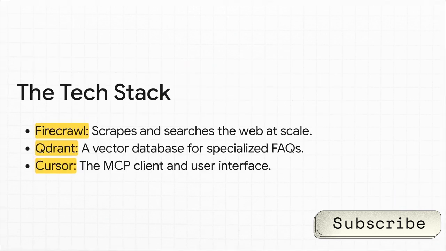Now, to make this happen, we're going to bring in a little tech stack, a team of 3 awesome open source components. First, for scraping and searching the big wide web, we've got Firecrawl. For our internal specialized knowledge base, we're going to use Qdrant as our vector database. And finally, to act as our user interface, the window into this whole system, we'll use Cursor. It's going to be the MCP client that lets us talk to the agent.